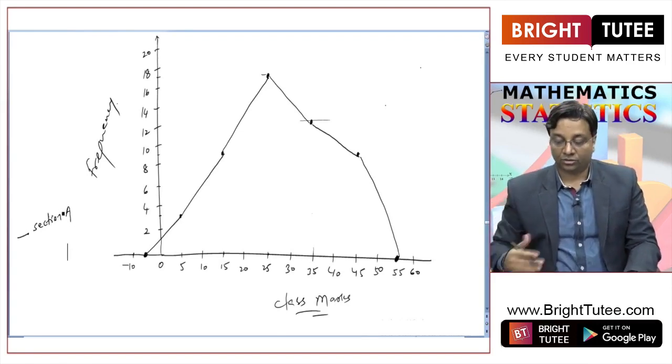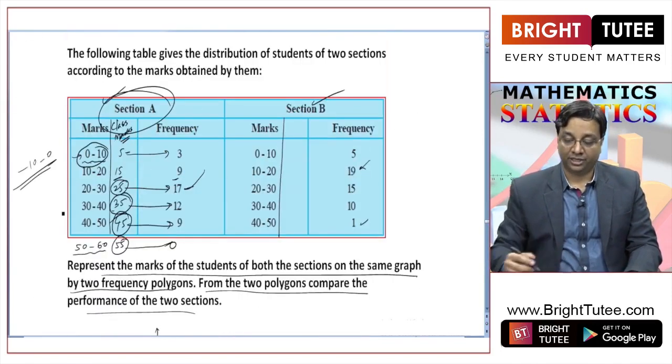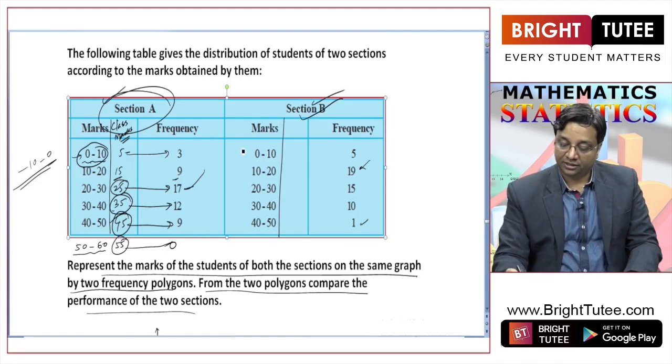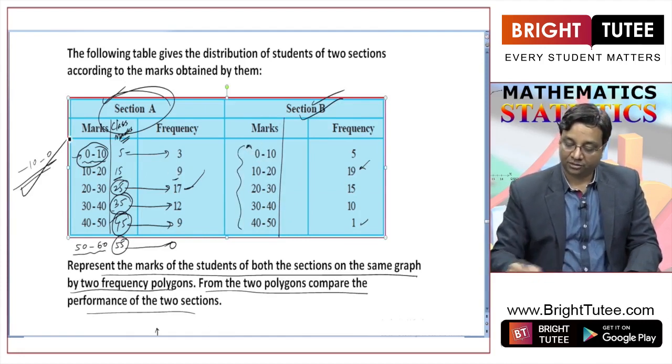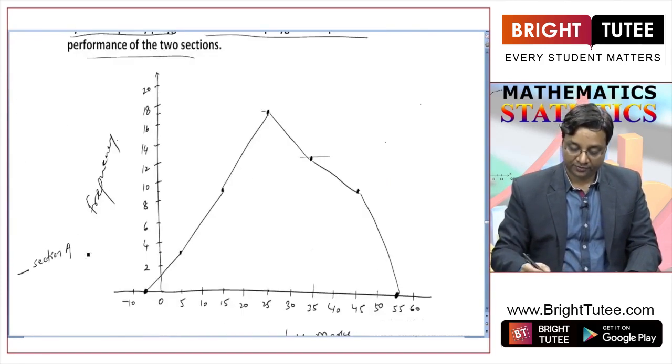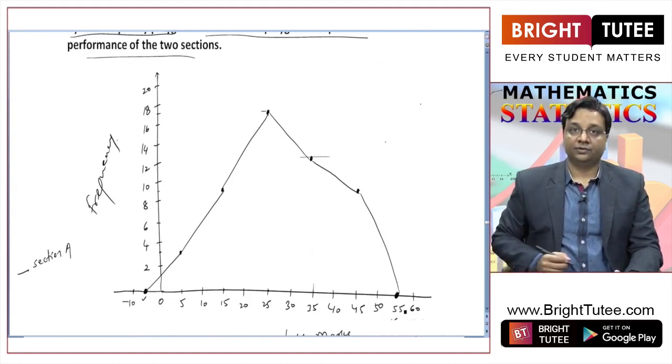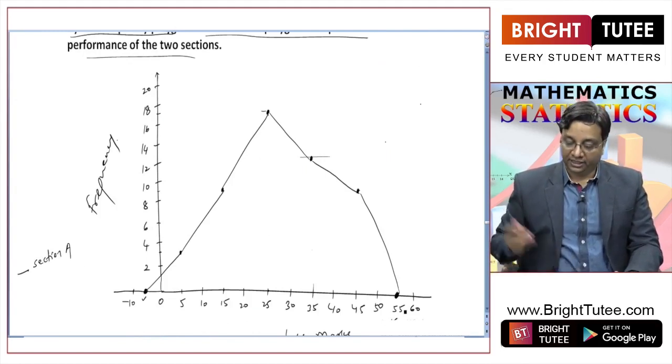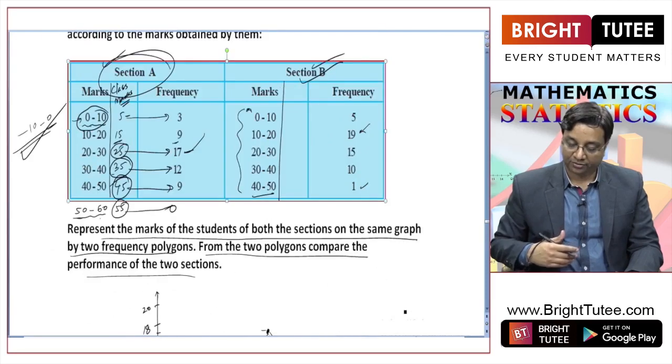Okay, I need to draw the frequency polygon for section B on the same graph. Okay, and for these classes also, the previous class will be this one, minus 10 to 0, and the next class will be 50 to 60. So these points will be same for section B also, right? Let us look at the rest of points.